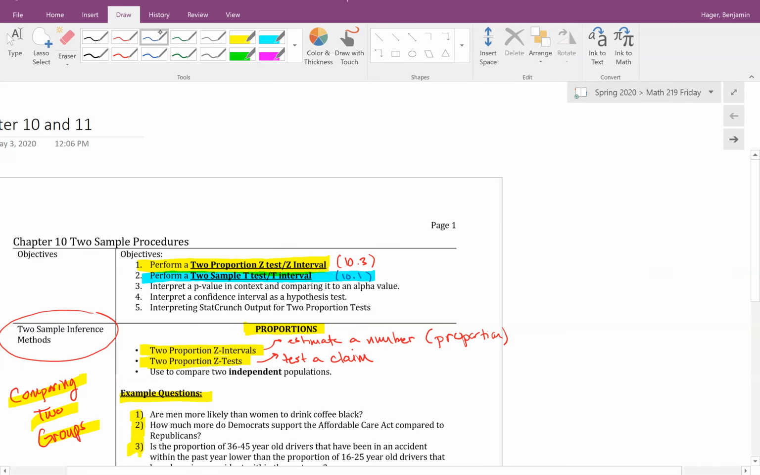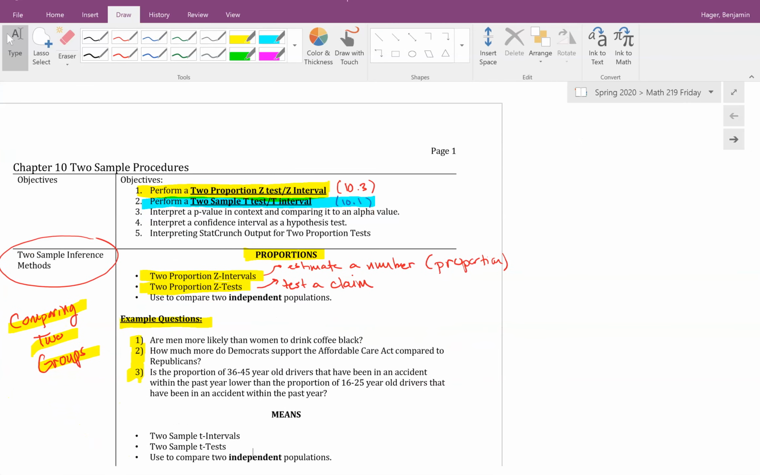All right, everybody. In this video, we're going to cover 10.1, and so that's talking about two sample t-tests and two sample t-intervals. It has to do with comparing a mean among two groups or finding a difference in means among two groups of data.